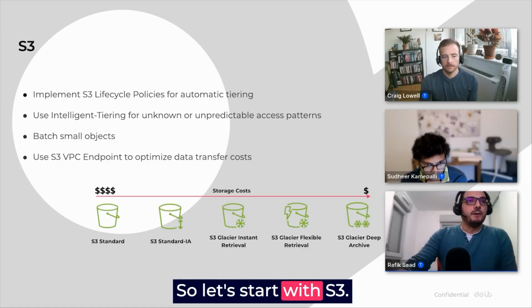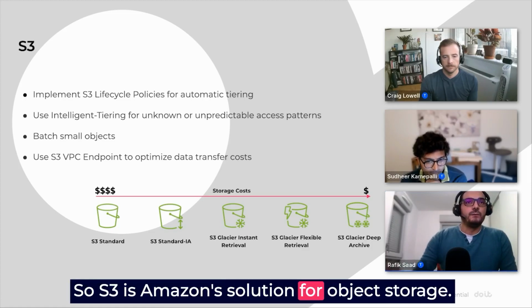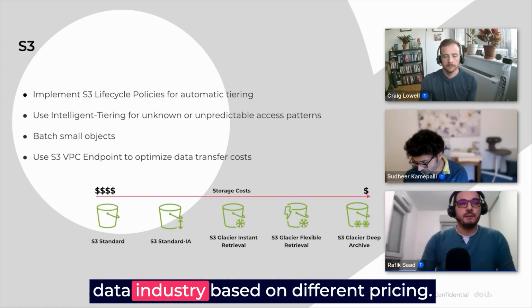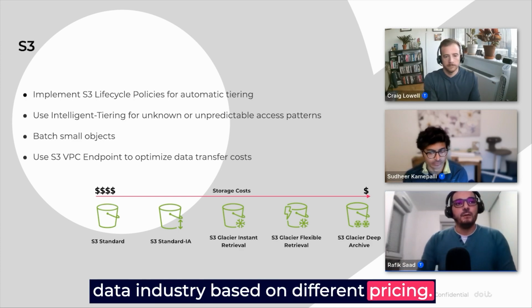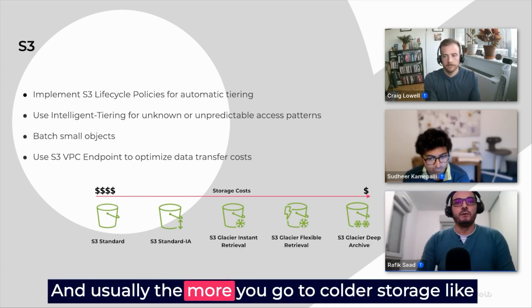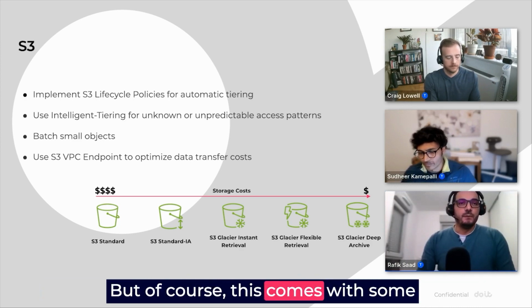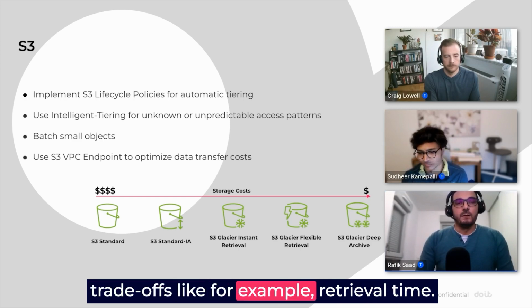So let's start with S3. S3 is Amazon's solution for object storage, and it comes with different storage classes. These are different ways to store data in S3 based on different pricing. And usually the more you go to colder storage, the less expensive your storage cost will be. But of course, this comes with some trade-offs, for example, retrieval time.